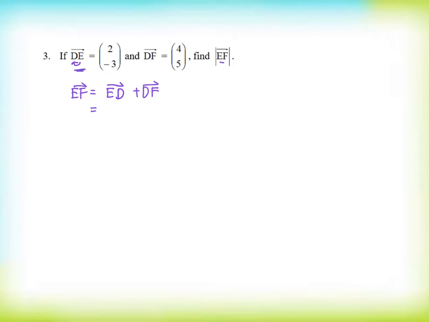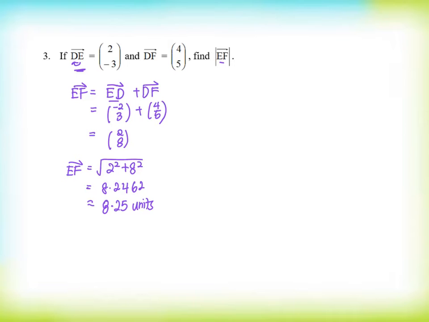Now, DE and ED are opposite vectors. That means they'll be negative of each other. And we'll simplify to find the answer for EF to be this. Next, find the magnitude of this vector. We'll get EF to be the square root of 2 squared plus 8 squared, where the answer will be 8.25 units.